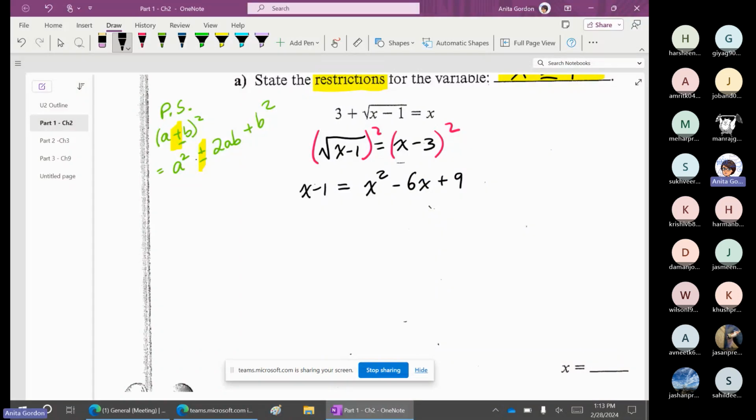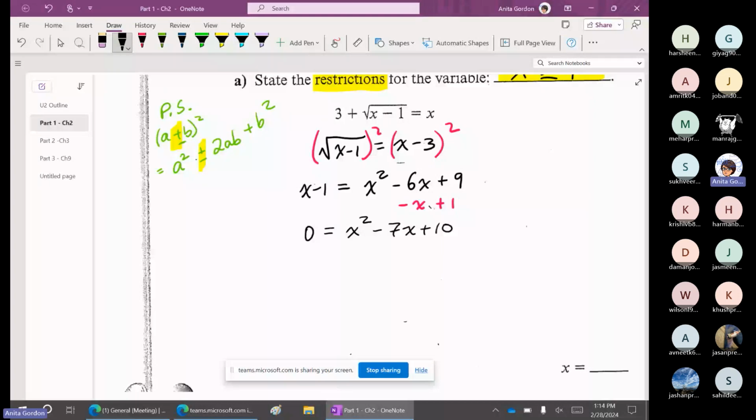All right, to solve for x, I need to collect like terms. So I'm going to minus x plus 1. That gives me 0 on the left: x squared minus 7x plus 10.